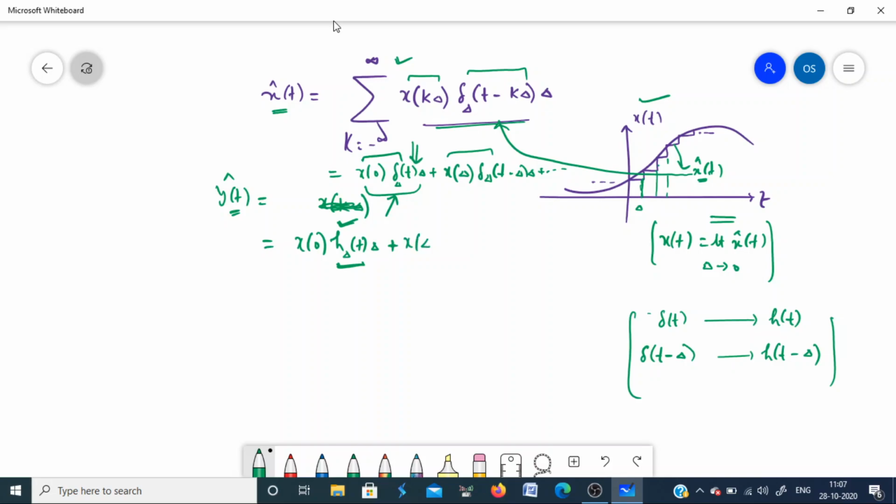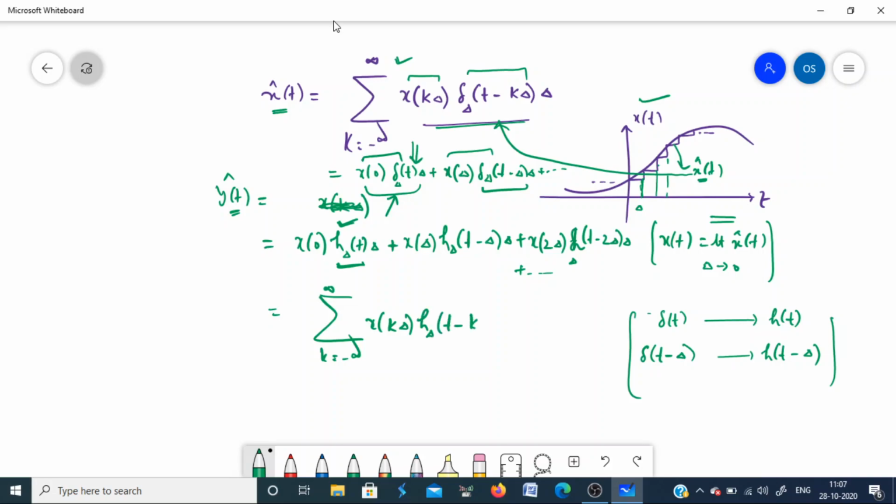Similarly, next is your x of del, and this is now where we use the time shifting property. You will get h of del t minus del into del. The next will be x of 2 del, h of del t minus 2 del into del, and so on. Okay. Or you can simply write in the form of the same equation, summation from minus to plus infinity x of k del, h of del t minus k del into del. This is your approximated output.